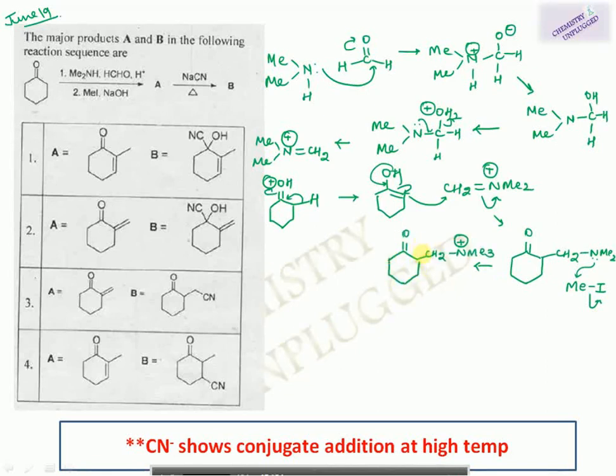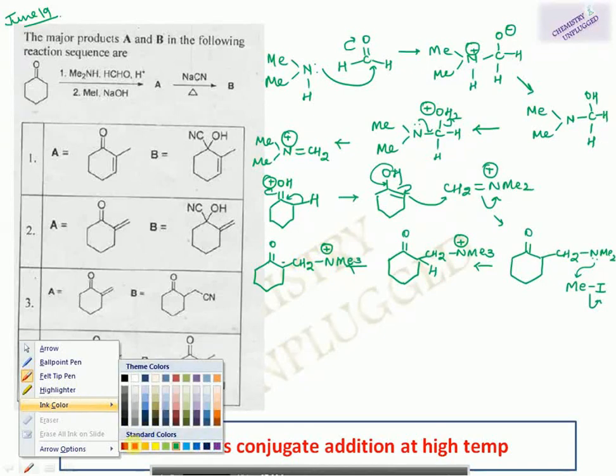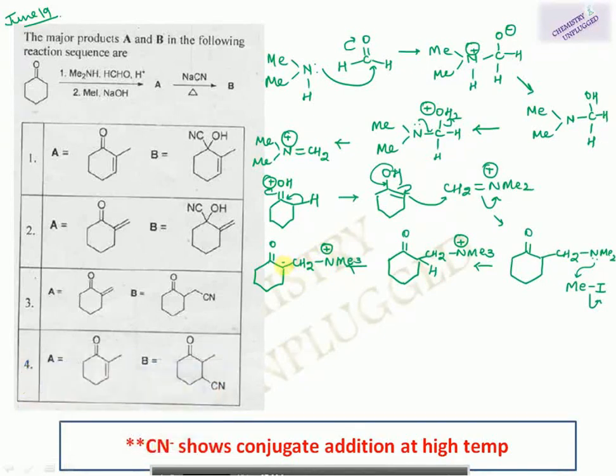So it will attach to this nitrogen and form NMe3 plus. In the next step we are using NaOH, so it will remove one hydrogen from this place. When this acidic proton is removed, we have a negative sign like this. This negative sign will shift here and this NMe3 will be removed. So we will get this. It can be option 2 or 3, but we have to find out the reaction of NaCN with this one. But we are using high temperature here.